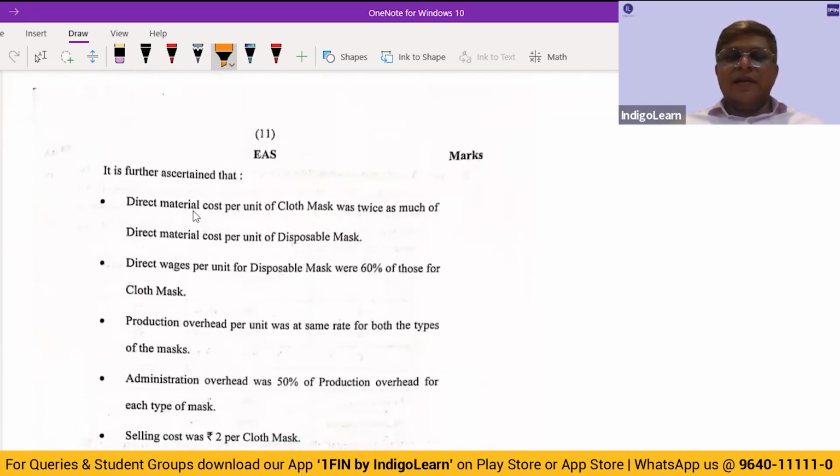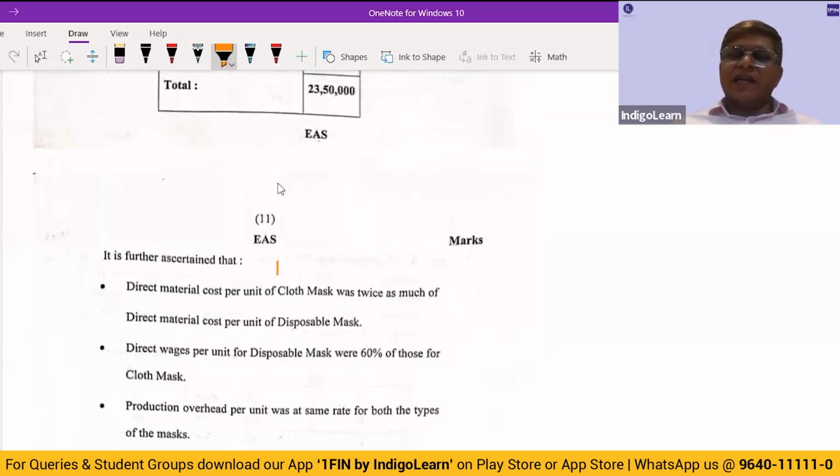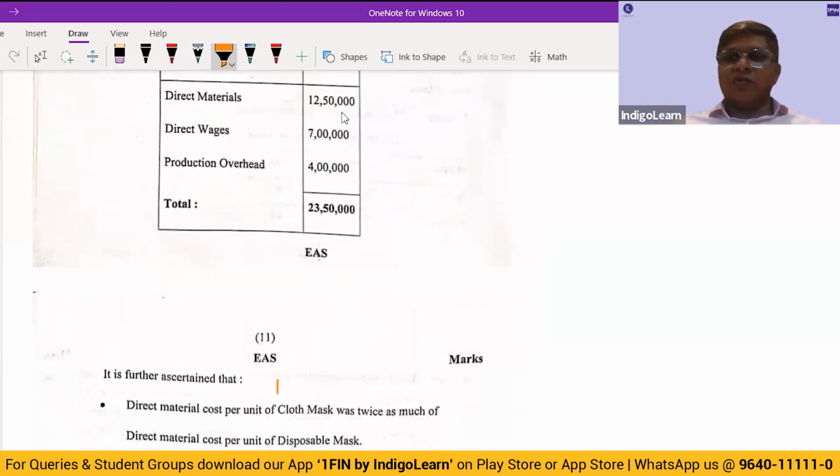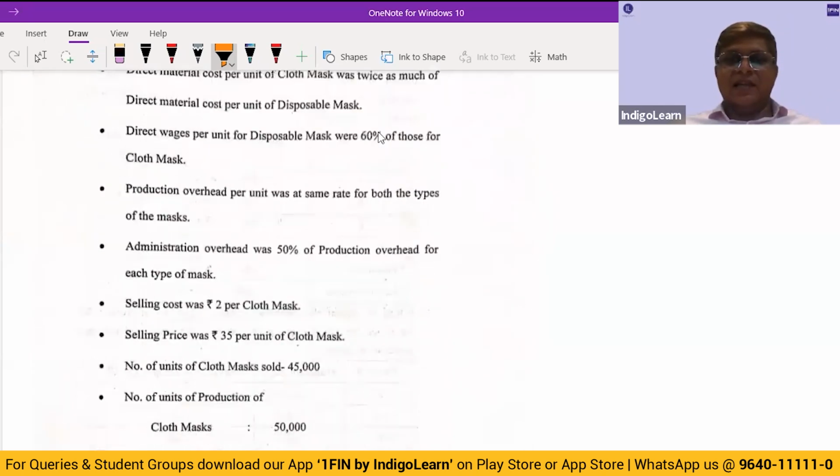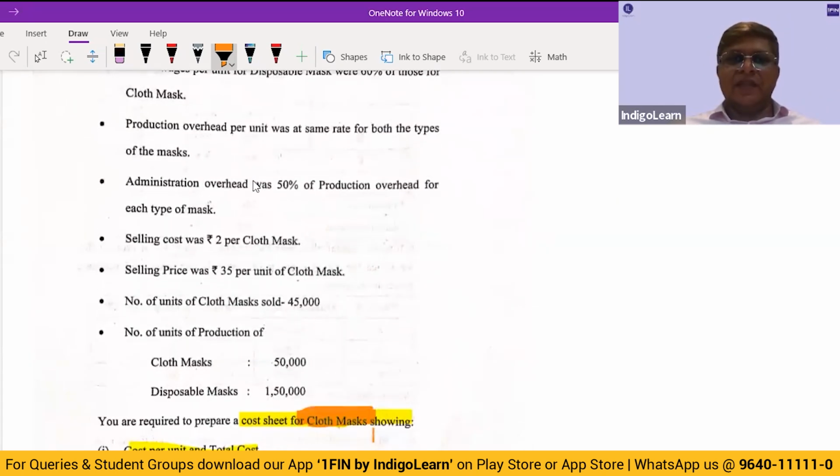For example, direct material cost of cloth mask is twice as much as direct material of disposable mask. So we will say let X be the cost for disposable mask per unit. Then 2X will become the cost of cloth mask. And we need to use that X and 2X, fit it in an equation so that the total direct material cost is 12,50,000, and solve for X. Like that we'll have to do for each line item.